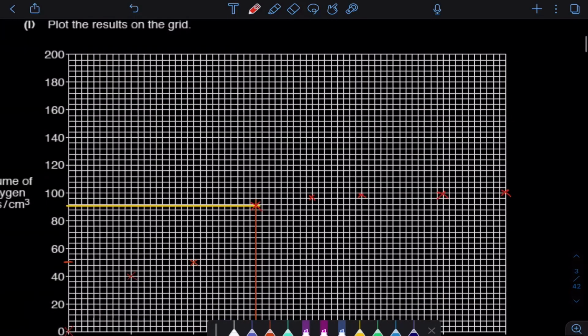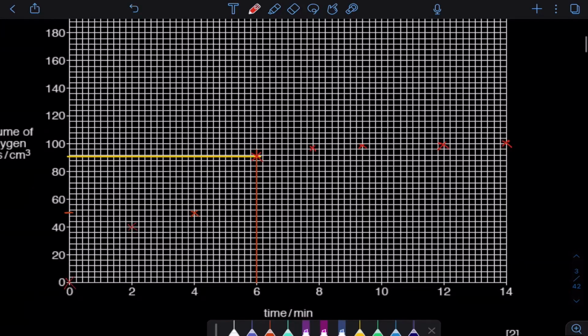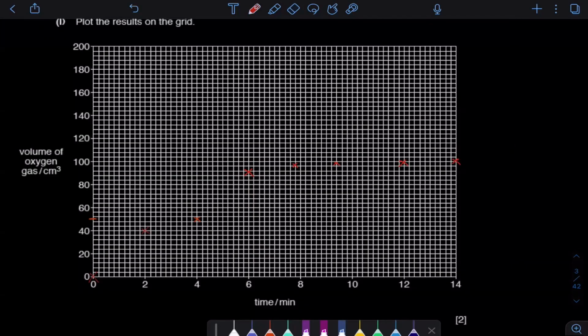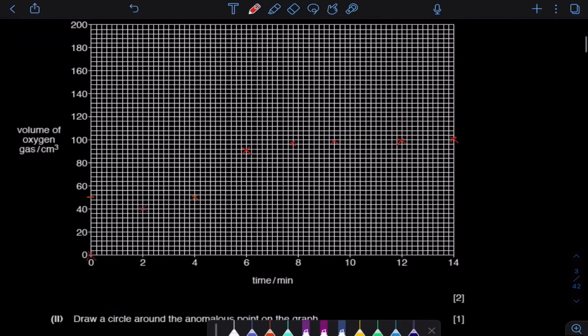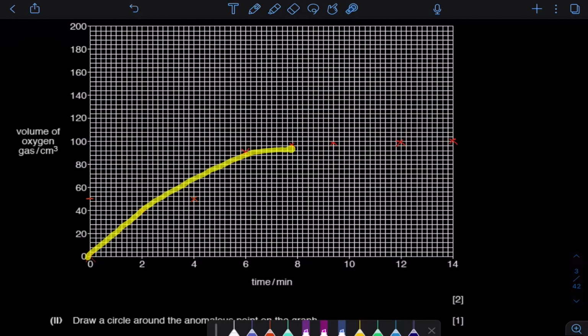ओके. अब वो हमसे कह रहे हैं कि draw circle around the anomalous point. Do you see the anomalous point? If I notice, तो ये ट्रेंड ऐसे इंक्रीज करता करता ऐसे कांस्टेंट हो गया. ये पॉइंट यहाँ पे बिलोंग नहीं करता. It's not part of the trend. So I will circle it out. तो ये मेरा anomalous point है.